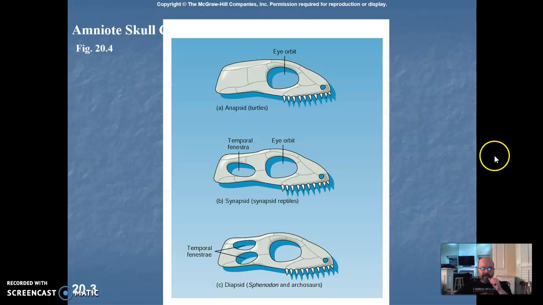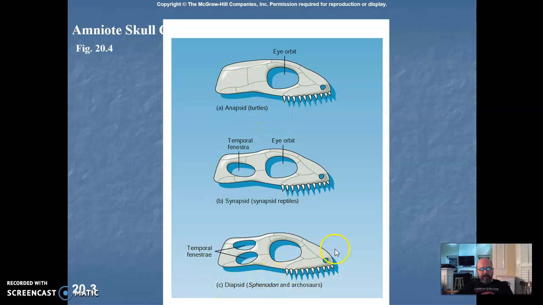All right, so amniote skulls. One of the things that helps unite the amniotes into groups is the nature of their skull. What we see in anapsids, turtles, is a skull that looks kind of like this. This is a very simplified version of what some of these skulls look like. And this opening here is the eye orbit. This is the nasal opening. And it's one opening in the skull. Anapsid, A-N, apsid means without an opening.